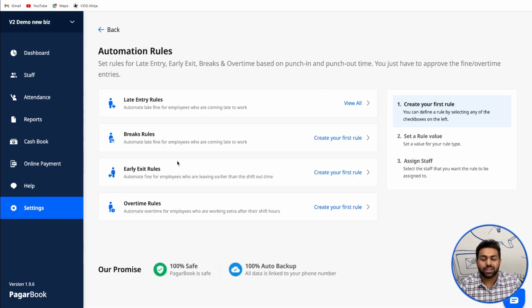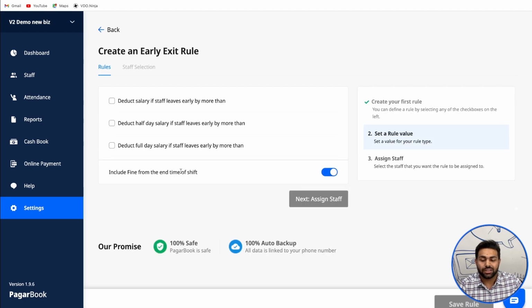Now we also have the third option, that is early exit rules. So this is again, you can see, similar to late entry rules. We have three options where we can deduct salary, where there is a half day deduction, and where there is a full day deduction. So again we are not going much deeper for early exit. The rules apply the same, but this is with reference to shift end time. So if staff leaves office before a particular time, then fine will be deducted.